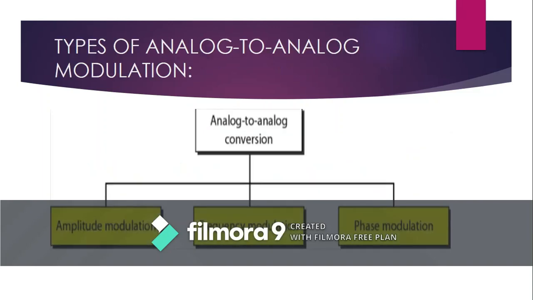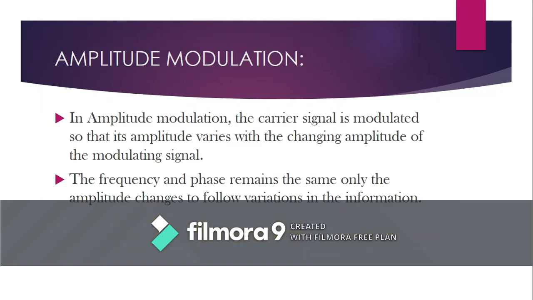Analog to analog modulation can be done in three types. First, amplitude modulation. Second, frequency modulation. Third, phase modulation. First, amplitude modulation. In amplitude modulation, the carrier signal is modulated so that its amplitude varies with the changing amplitude of the modulating signal. The frequency and phase remain the same, only the amplitude changes to follow variations in the information.